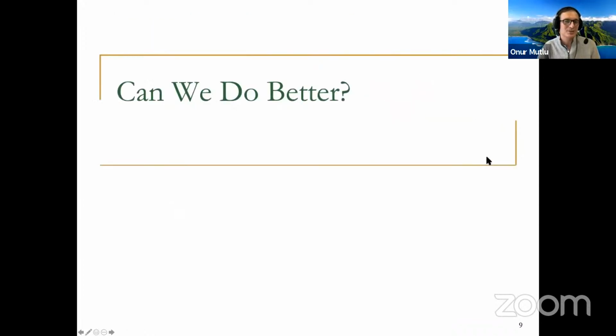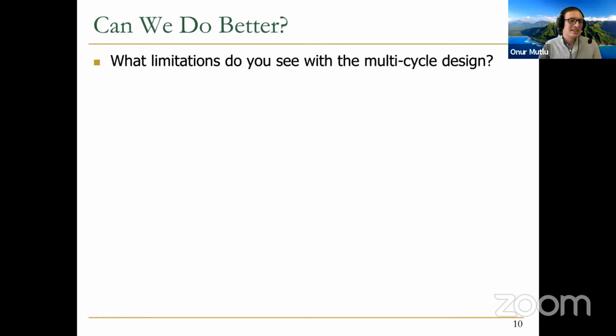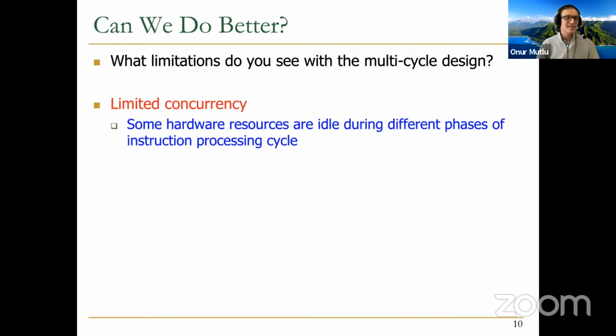So basically, we're going to ask this question: can we do better than these multi-cycle microarchitectures? And the answer would be yes. And we've already discussed this, but what limitations do you see with the multi-cycle design? And I think I'm going to answer it. The answer is limited concurrency, which I just told you earlier as well. Basically, you have a lot of hardware resources, and you're using only a fraction of it at a given clock cycle. Some hardware resources, in fact, most of the machine is idle during different phases of the instruction processing cycle.